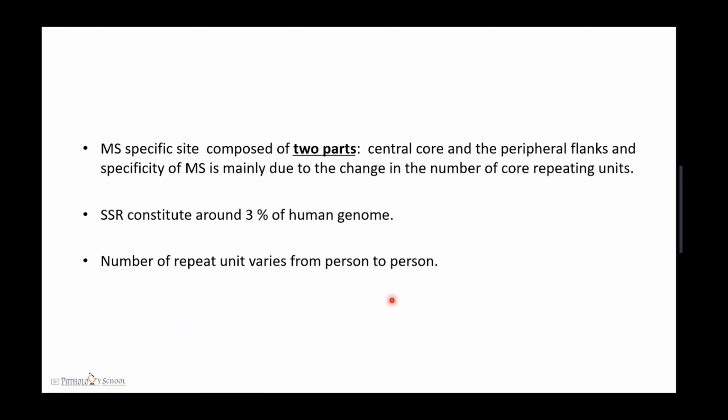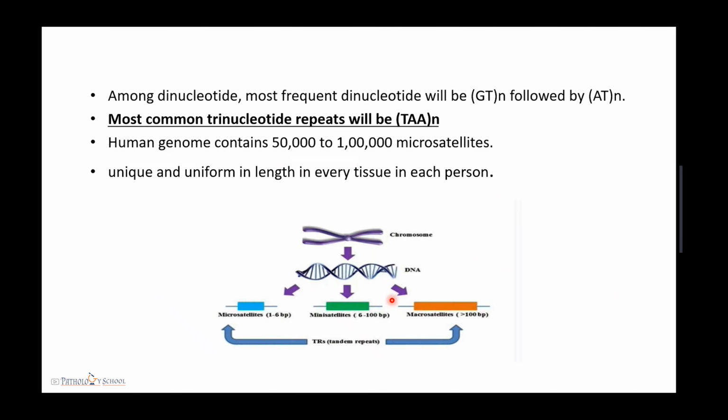Now, a microsatellite specific site is composed of two parts: a central core and a peripheral flap. The specificity of a microsatellite is due to the change in the number of core repeating units. The number of repeat units varies from person to person, and they constitute around 3% of the human genome. Among them are dinucleotide or trinucleotide repeats, but the most common is the trinucleotide repeat TAA. The most frequent dinucleotide is GT, followed by AT. The human genome contains 50,000 to 1 lakh microsatellites, and they are unique and uniform in length in each person.